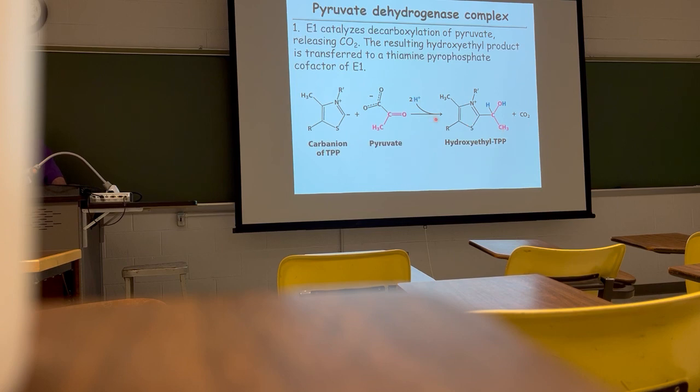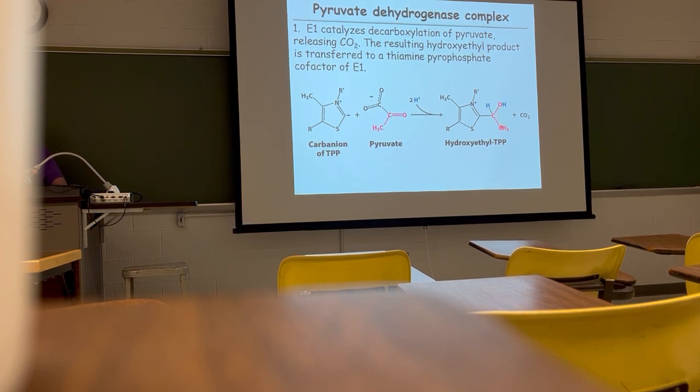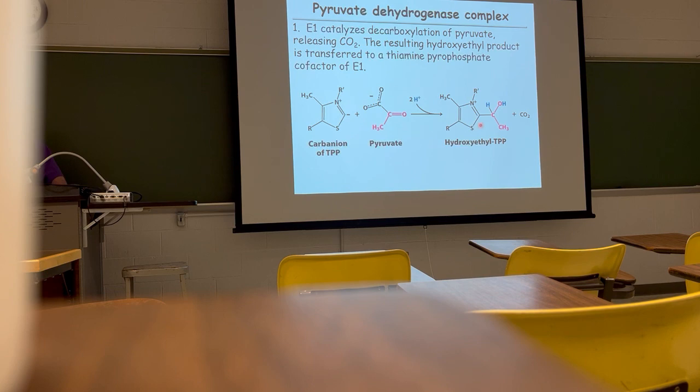This is a reduction reaction. This carbonyl in pyruvate is reduced to an alcohol. And so the product of the first step is this hydroxyethyl thiamine pyrophosphate.